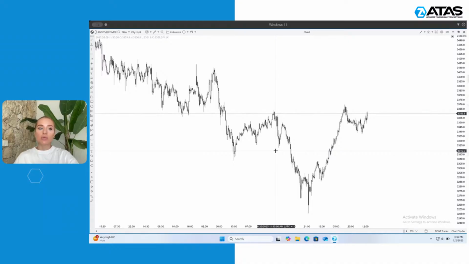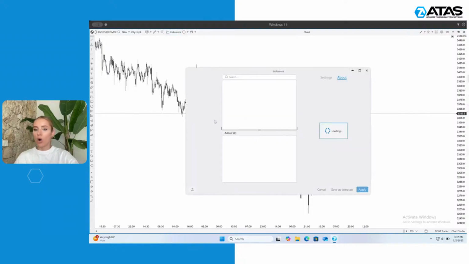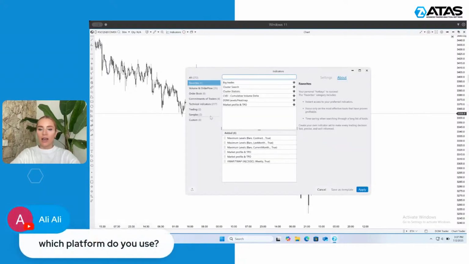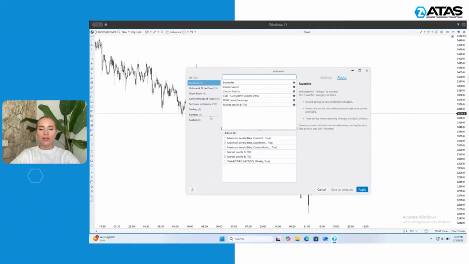Adding VWAP to your chart is pretty straightforward in the ADAS platform. You likely already understand it from the session earlier, but let's recap. In ADAS, you open the indicators at the top of the screen, or you can press Ctrl+I, there's a hotkey. Anyway, you go to the indicators, and in the search tab, you search for VWAP.